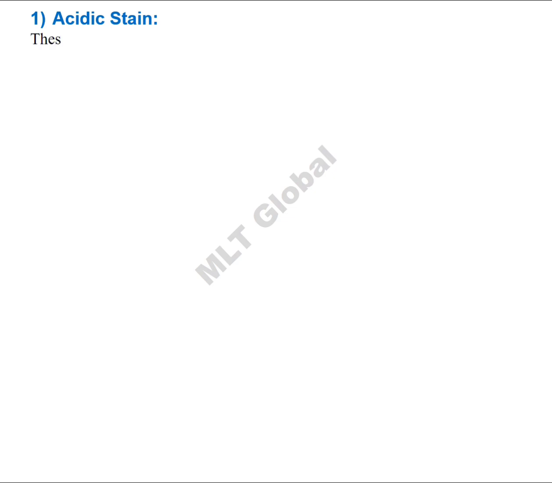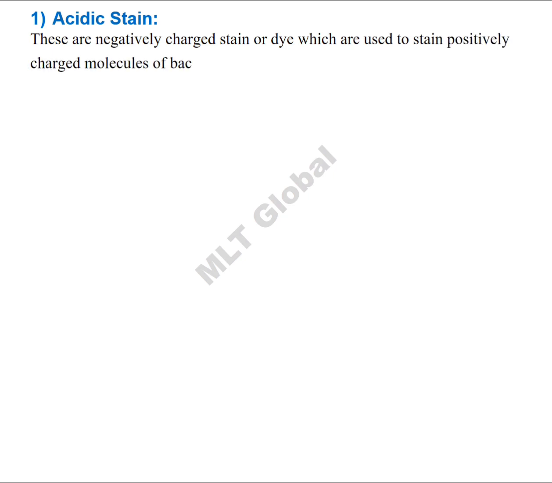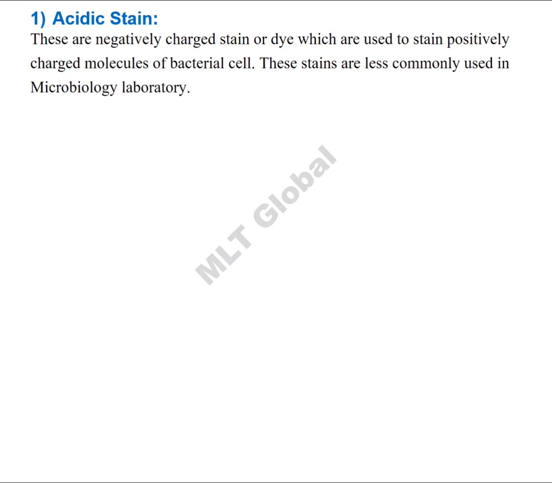First, acidic stain. These are negatively charged stains or dyes which are used to stain positively charged molecules of bacterial cell. These stains are less commonly used in microbiology laboratory. Examples: eosin, nigrosin, India ink, acid fuchsin, rose Bengal, etc.